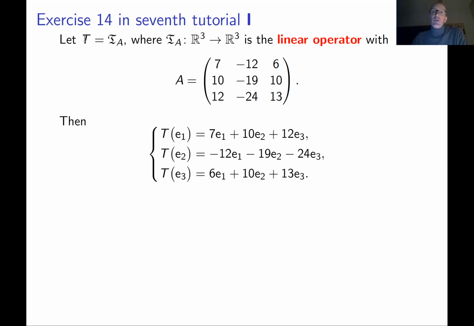Then you can notice that T of E1 is this expression, T of E2 is this expression, T of E3 is this expression. You just multiply A by vector E1, and of course, if you multiply A by E1, you get the first column of this matrix. When you multiply A by E2, you get the second column, and A by E3 gives the third column. So basically, this is equivalent to the fact that A is the standard matrix of the linear operator T, which we already know from the results of the previous part of this lecture.